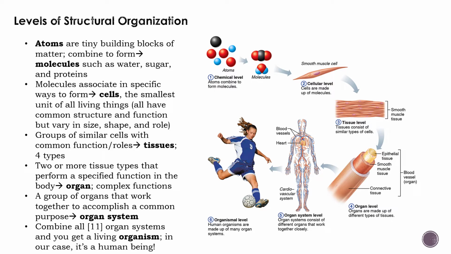Two or more tissue types that perform a specified function in the body are considered an organ. So you can see here on the right, we have connective tissue, smooth muscle, epithelial, and it's making a blood vessel, which is considered an organ. Organs perform complex functions. A group of organs that work together to accomplish a common purpose, such as the heart and blood vessels, make up an organ system. And in the example on the right, it's the cardiovascular system. Combine all of the organ systems and you get a living organism. And in our case, it's a human being.